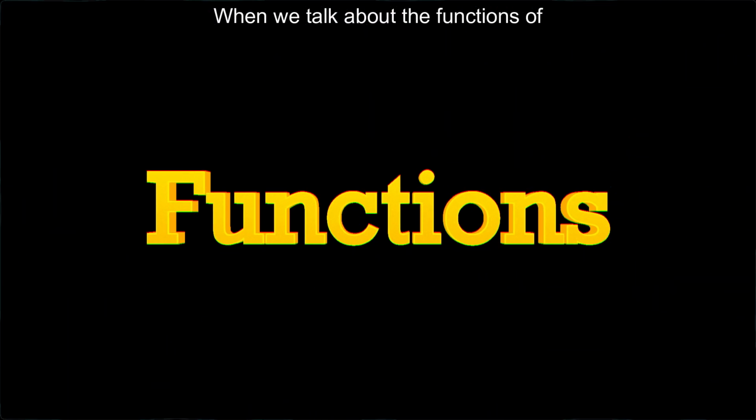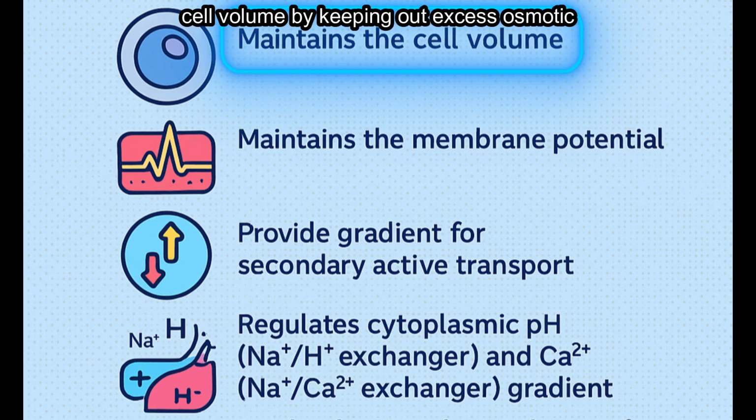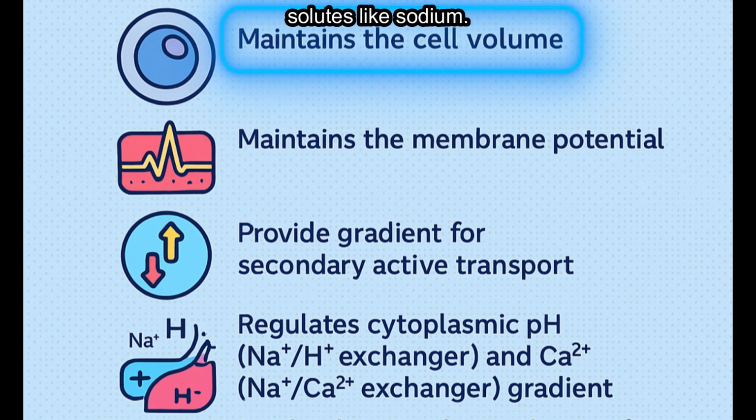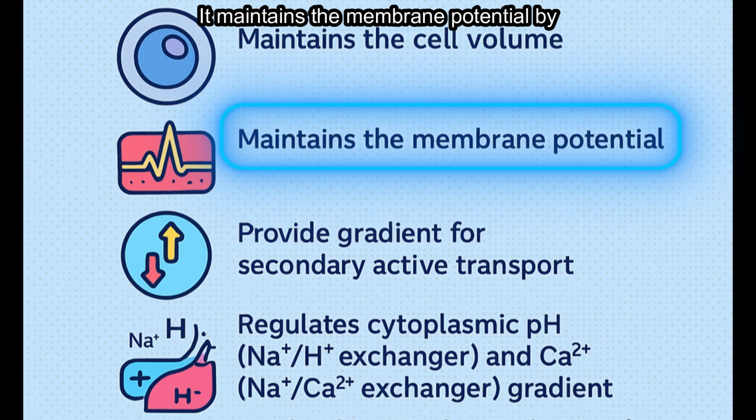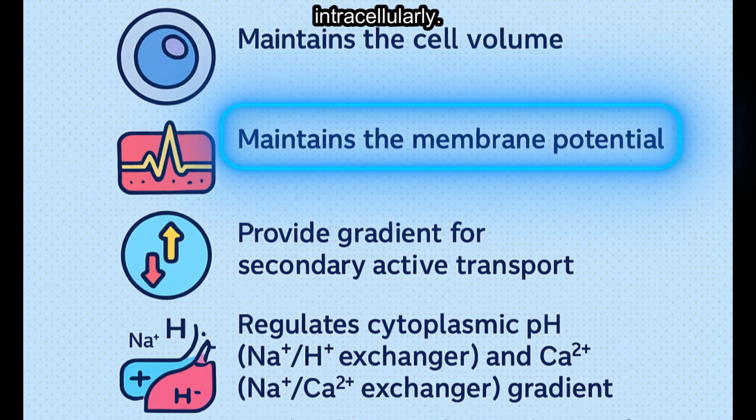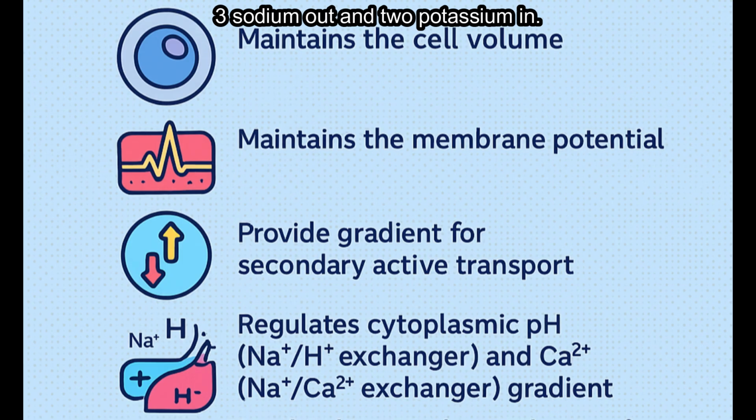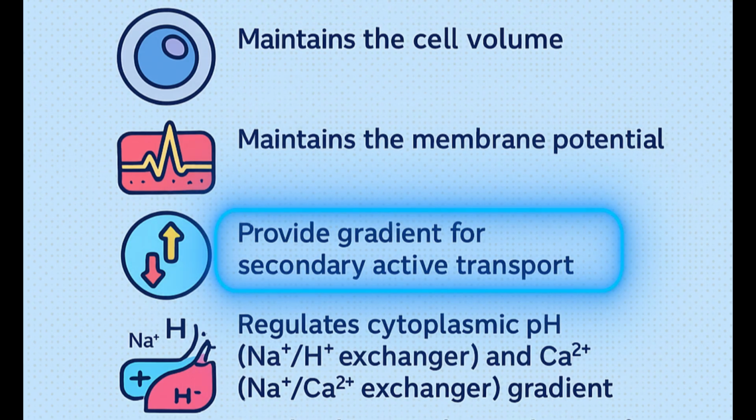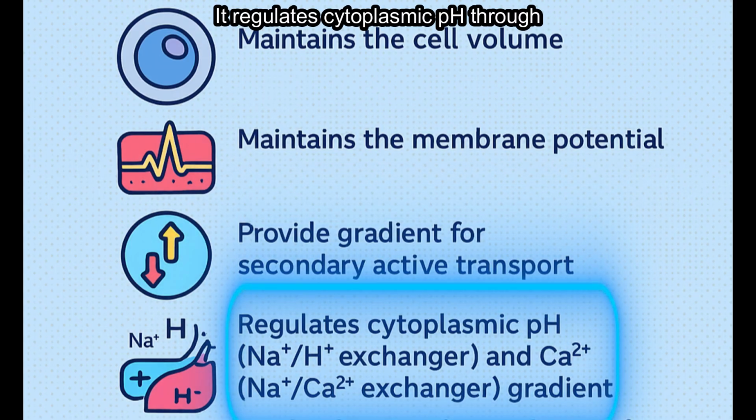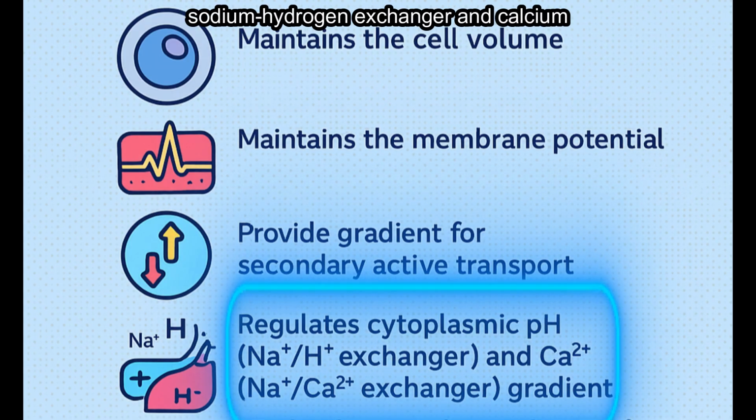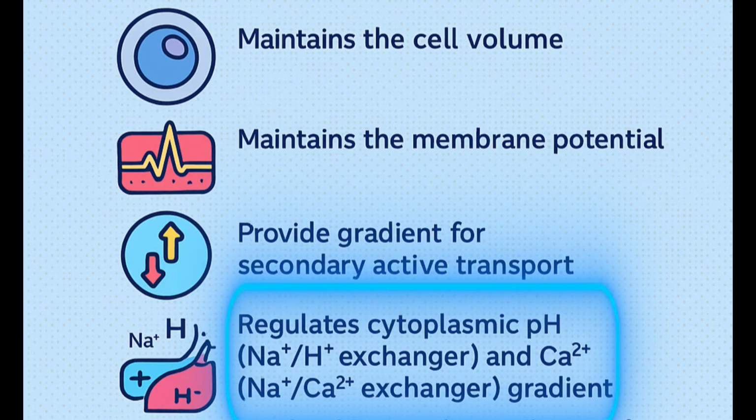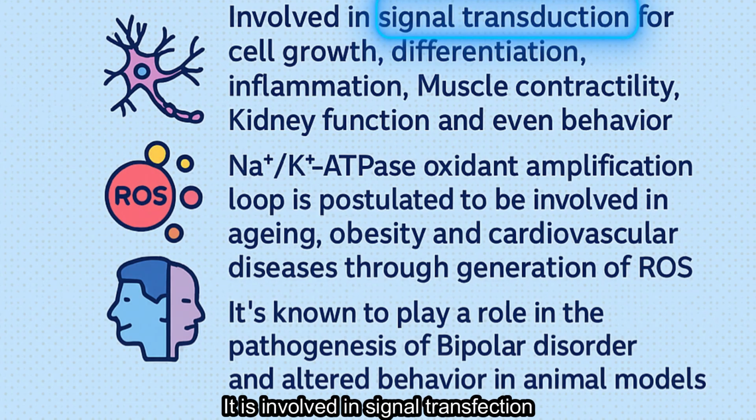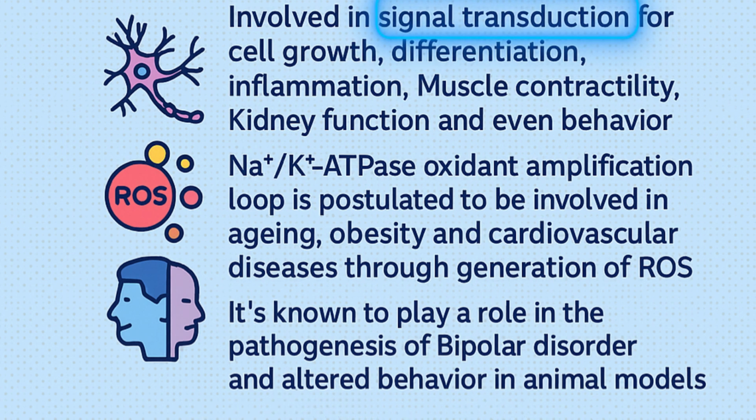When we talk about the functions of sodium-potassium ATPase, it maintains the cell volume by keeping out excess osmotic solutes like sodium. It maintains the membrane potential by creating a deficit of cation intracellularly. Remember, 3 sodium out and 2 potassium in. It provides a gradient for secondary active transport. It regulates cytoplasmic pH through sodium-hydrogen exchanger and calcium through sodium-calcium exchanger. It is involved in signal transduction for cell growth, differentiation, inflammation, muscle contractility, kidney function, and even behavior.